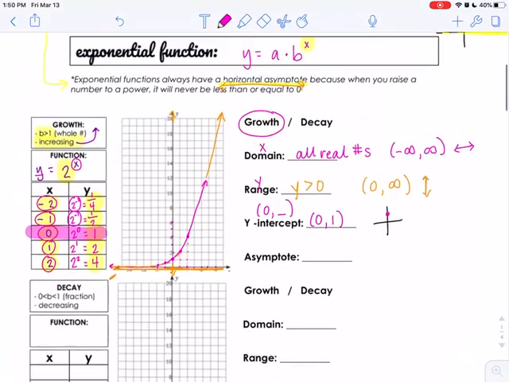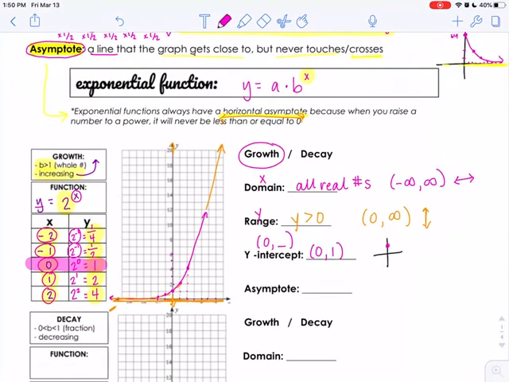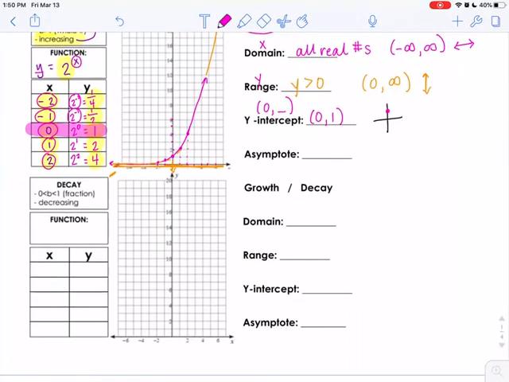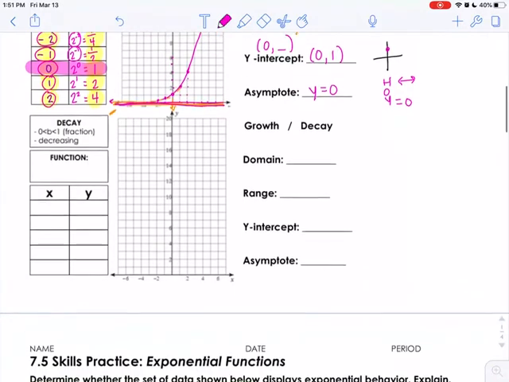And then our asymptote, remember up here in our vocab, it's a line that the graph gets close to but never crosses or touches. Our asymptote is right here, and that's a straight horizontal line. If you remember, a horizontal line means it's y equals something. So in this case, it's y equals 0 because it's at 0. So y equals 0, that's our horizontal asymptote.